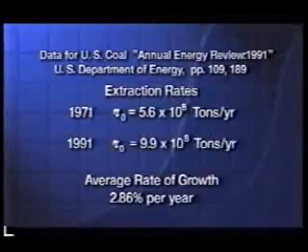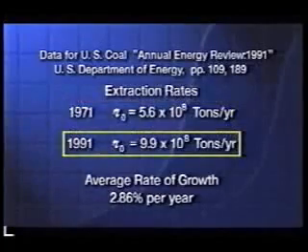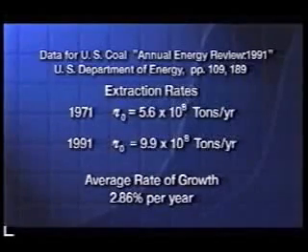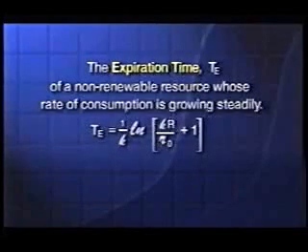Now, the report also tells us that in the year 1971, we were mining coal in this country at this rate. 20 years later, 1991, we were mining at this rate. Put those numbers together, and the average growth rate of coal production in those 20 years was 2.86% per year. And so we have to ask, well, how long could a resource last if you had steady growth in the rate of consumption till the last bit of it was used? Well, I'll just show you that equation.